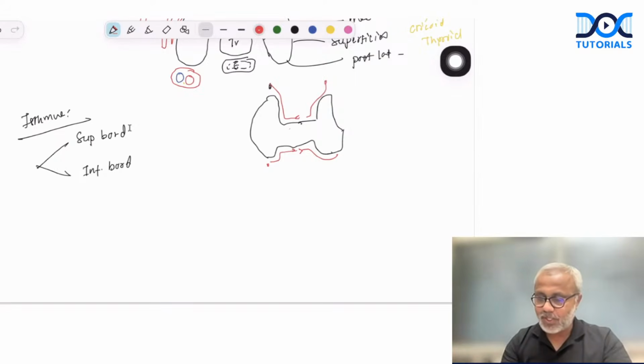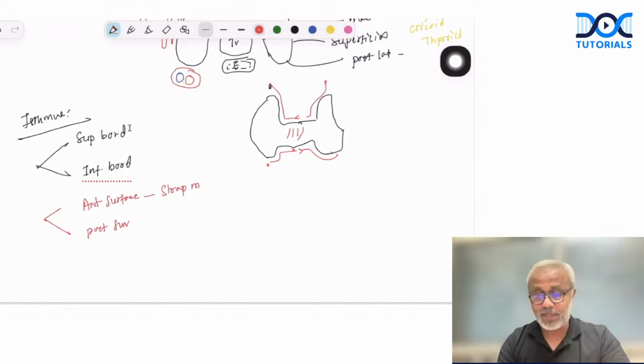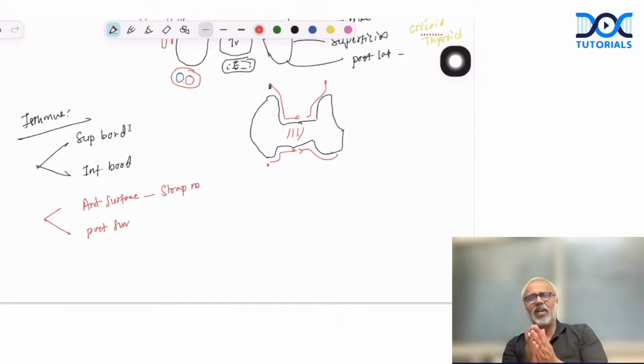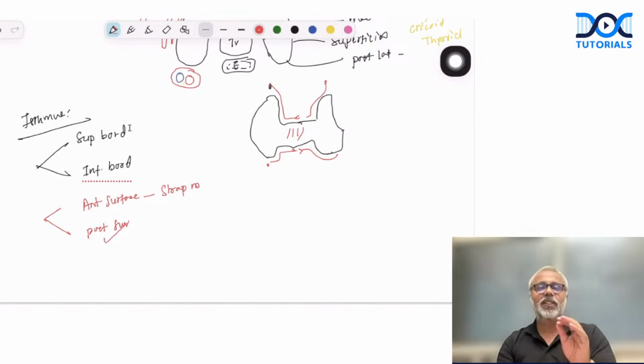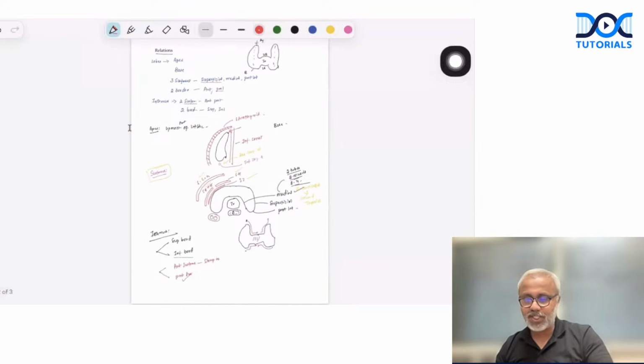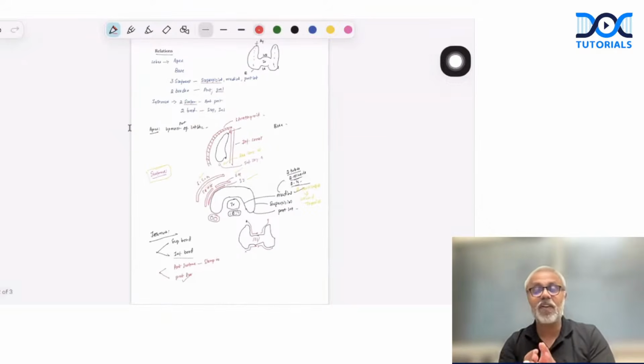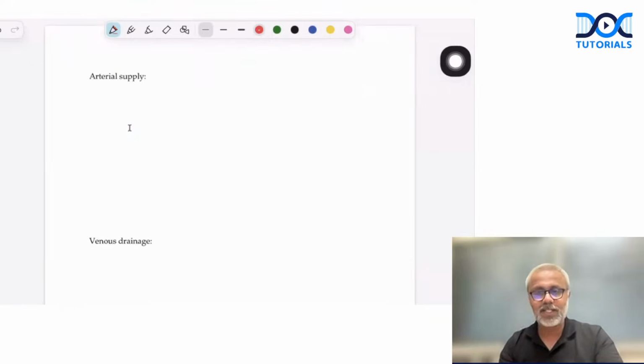Done. What about the anterior relations, right? So anterior surface and then posterior surface. The anterior surface is again related to the strap muscles: the sternothyroid, sternohyoid, and then superior belly of omohyoid. Whereas the posterior surface is related to the third, fourth, and fifth tracheal rings. So when we talk about relations, this is how you must describe the relations of all the parts of the thyroid. Done? Right.